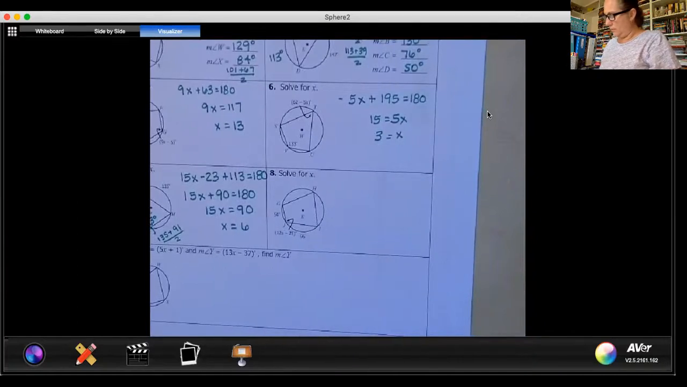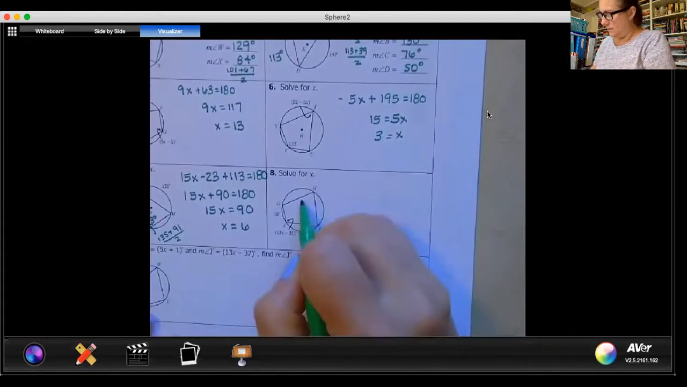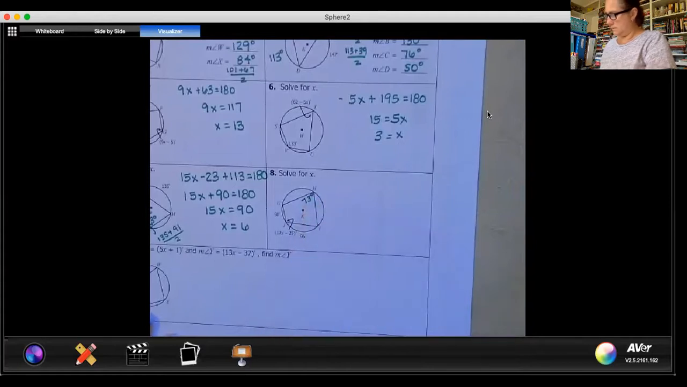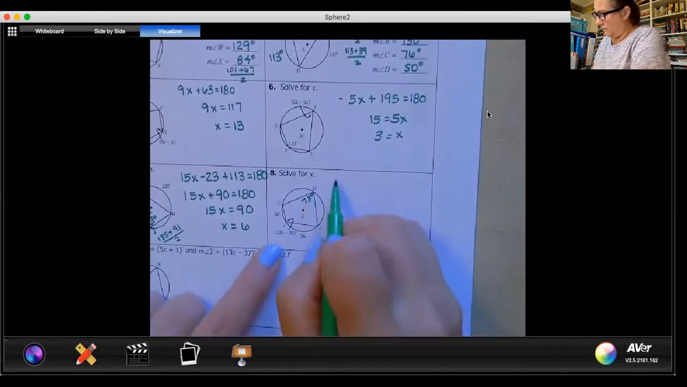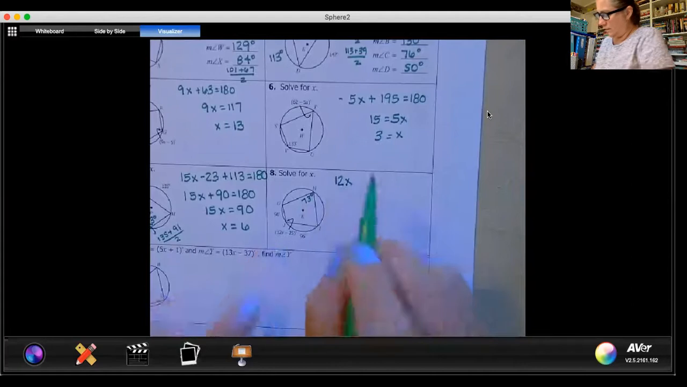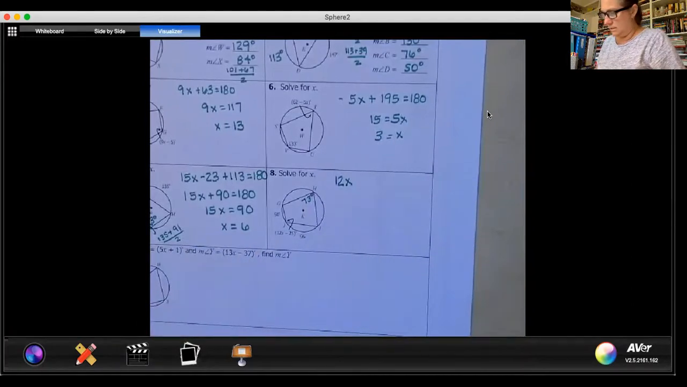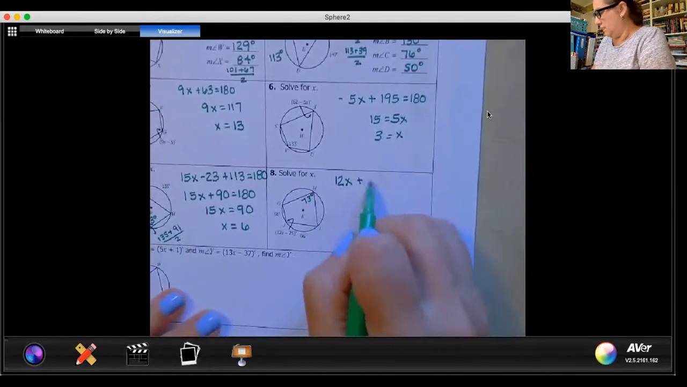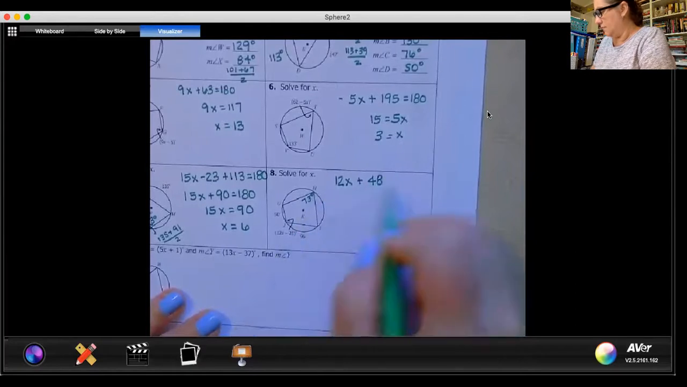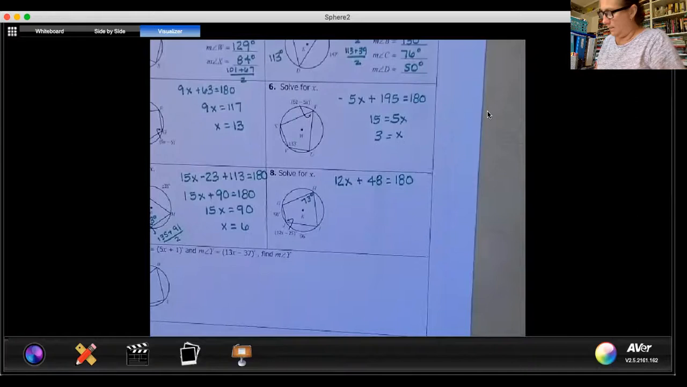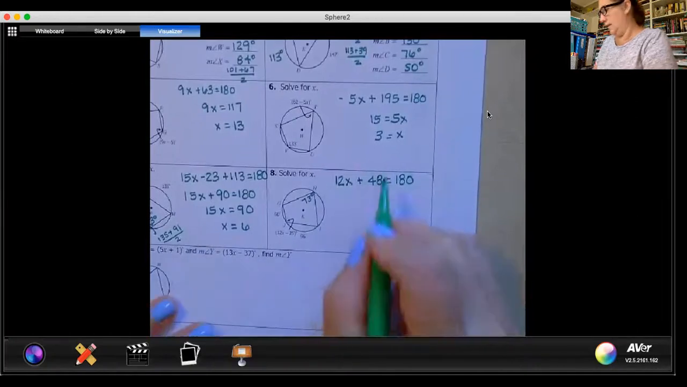So for number 8, this one is 73. So we have 12x plus 48. 73 minus 25 equals 180, because they're supplementary. 180 minus 48 divided by 12, and x is 11.